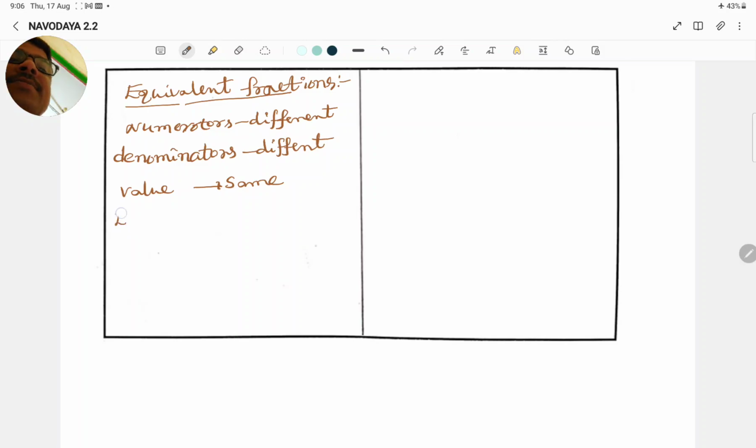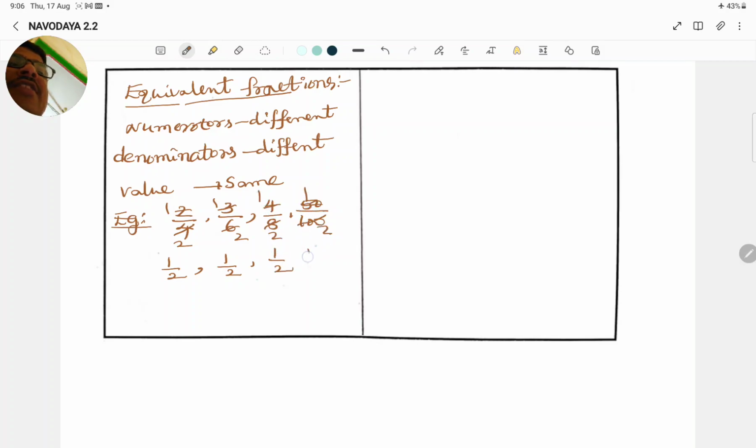For example, here 2 by 4, 3 by 6, 4 by 8, 50 by 100. When we observe this example, 2 by 4: 2 ones are 2, 2 twos are 4. How much will we get here? 1 by 2. 3 by 6 also: 3 ones are 3, 3 twos are 6. How much will we get? 1 by 2. 4 ones are 4, 4 twos are 8: 1 by 2. 50 ones are 50, 50 twos are 100: 1 by 2. So 2 by 4, 3 by 6, 4 by 8, 50 by 100, the values are equal, that is 1 by 2 only.